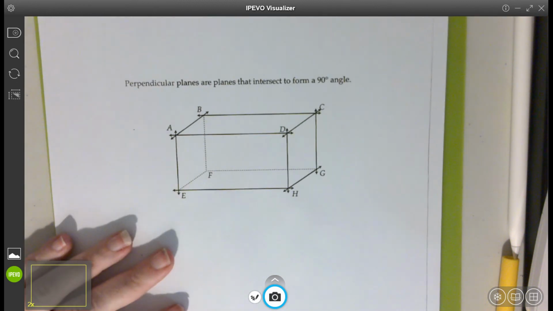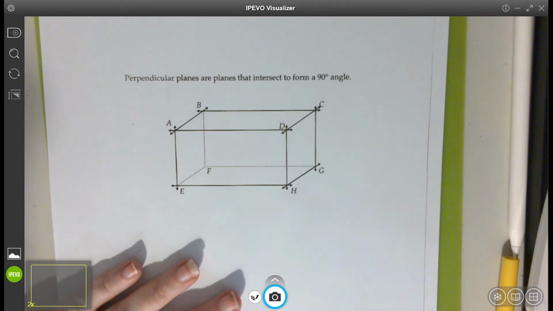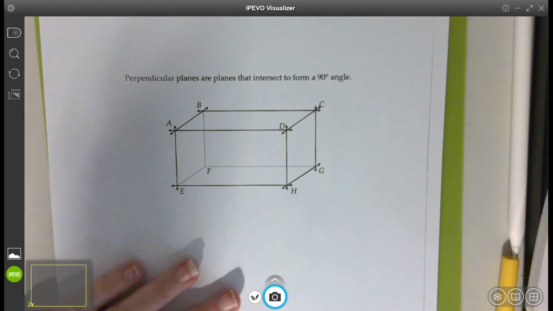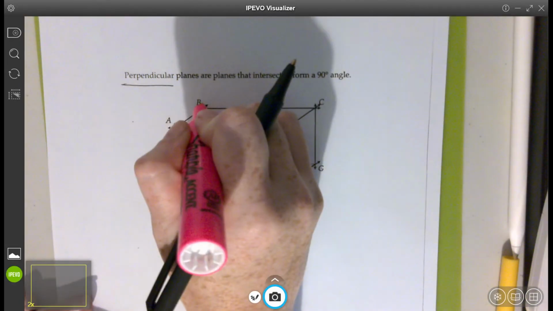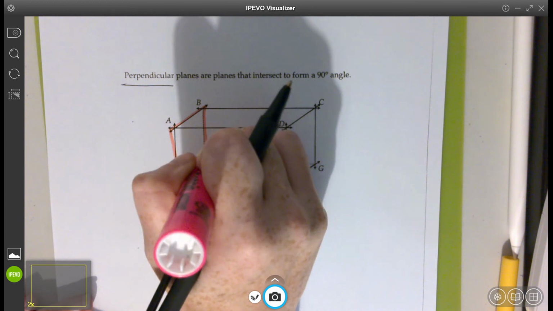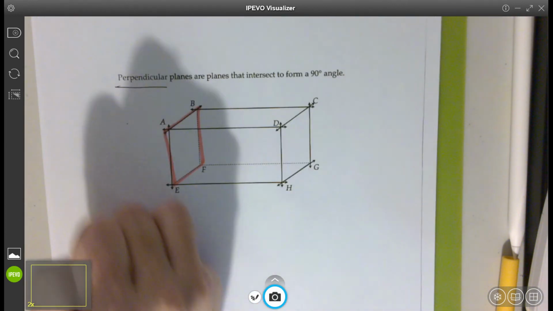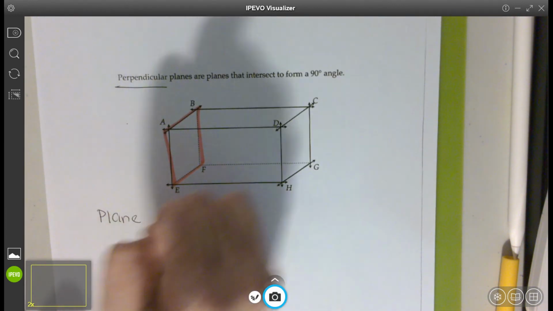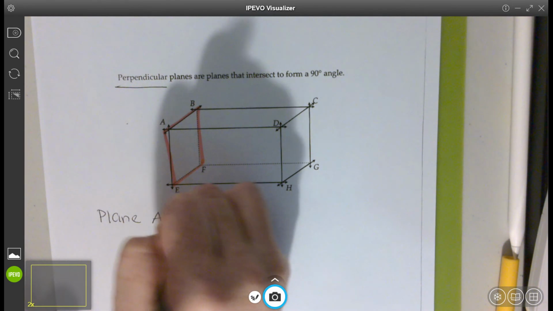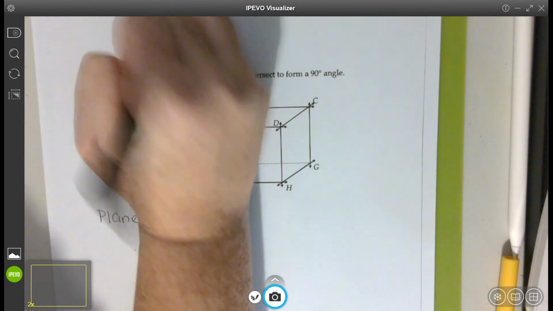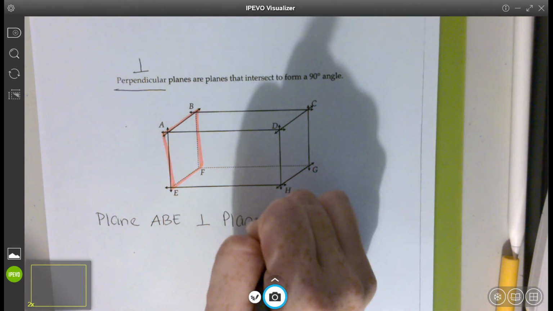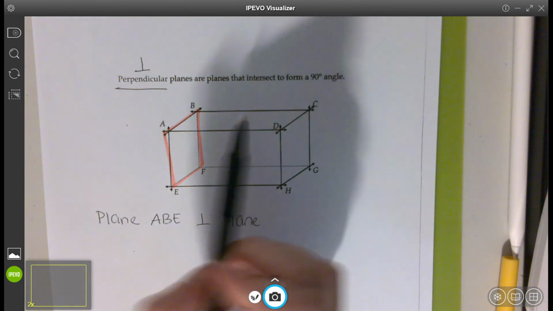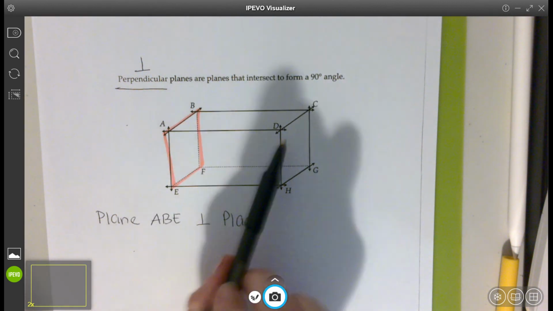So here in this example, they want us to do something very similar to what we did before with our parallel planes, but this time they want our perpendicular planes. That means that they want our planes that do touch. So I'm going to give a few examples. If I start with my side and name that, so plane ABE is perpendicular. Remember, our symbol for perpendicular is that upside down T. Then the plane that's perpendicular to it is CDA.